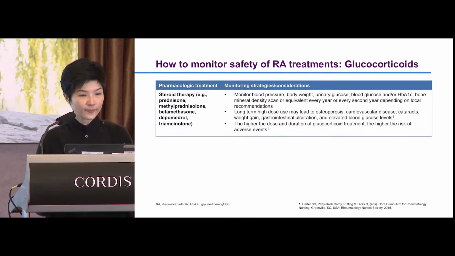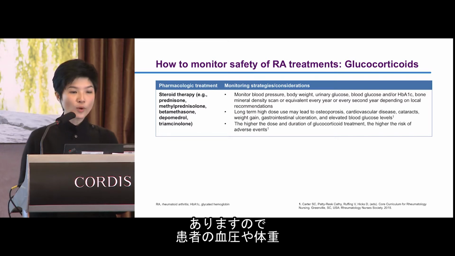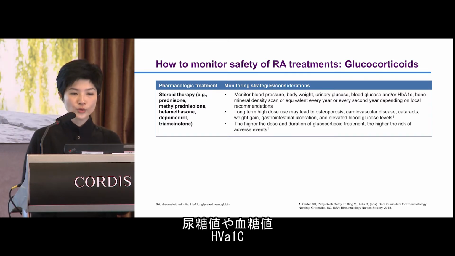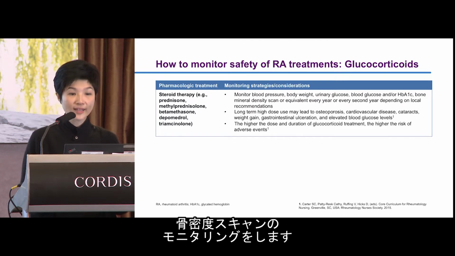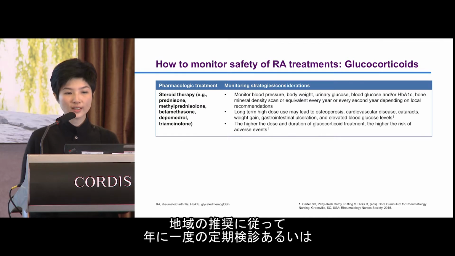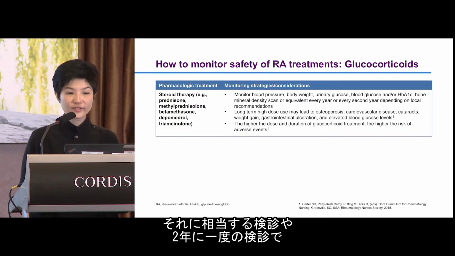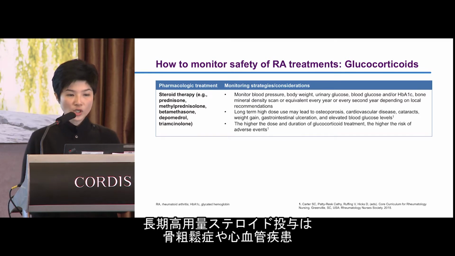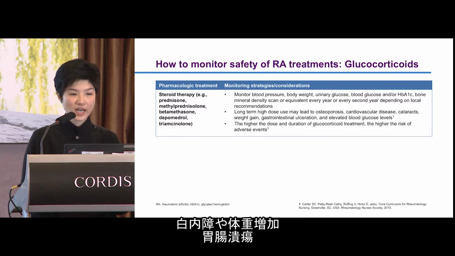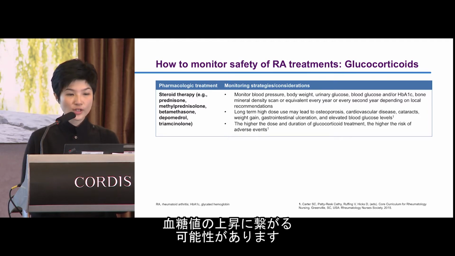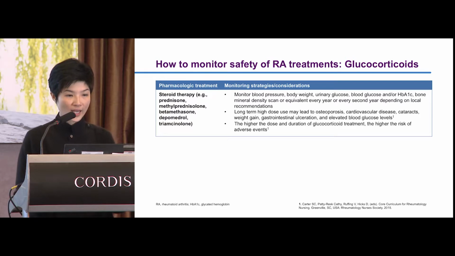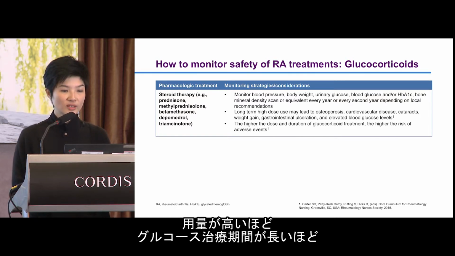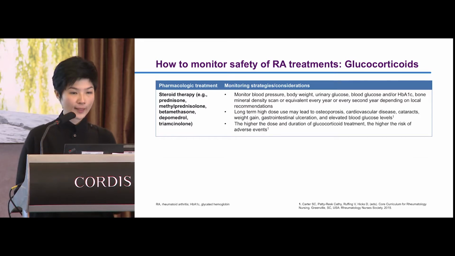How about steroids? There are different types of steroids, and we should monitor patients' blood pressure, body weight, urinary glucose, blood glucose and/or HbA1c, and bone mineral density scans. We should check annually, or every second year, depending on the local recommendation. Long-term high-dose steroids may lead to osteoporosis, cardiovascular disease, cataract, weight gain, GI ulceration, and elevated blood glucose level. And the higher the dose and the longer the duration of steroid treatment, the higher the risk of all these adverse events.